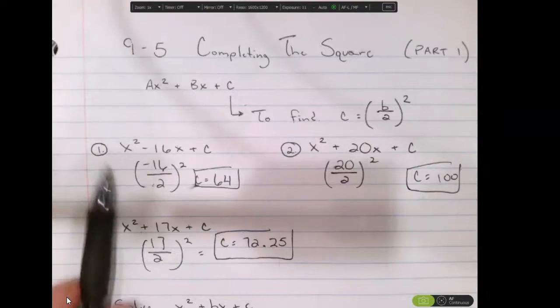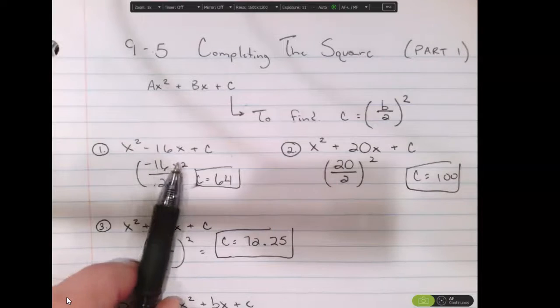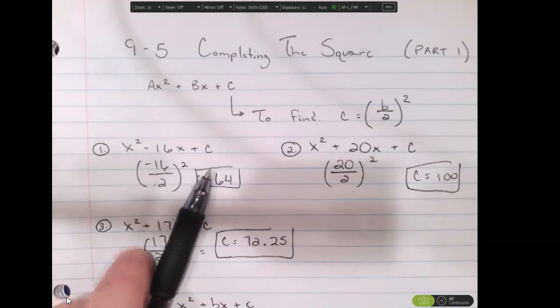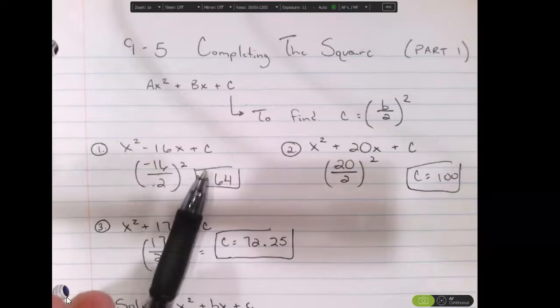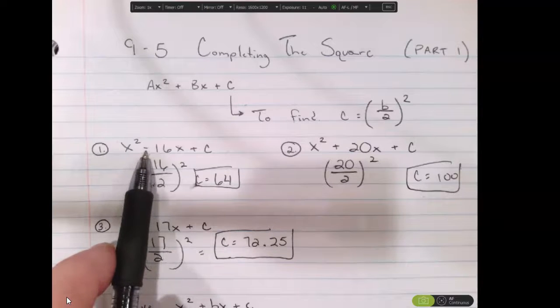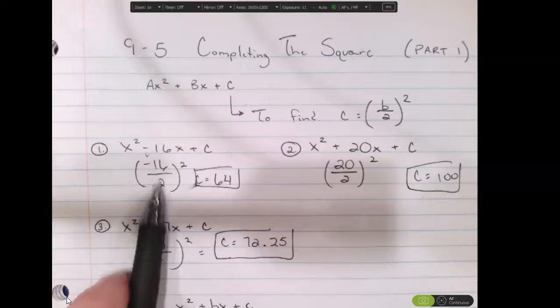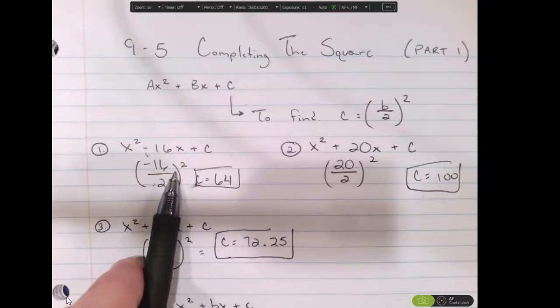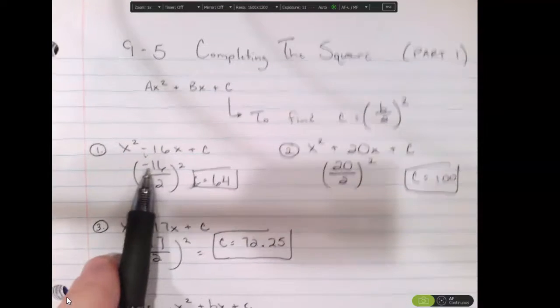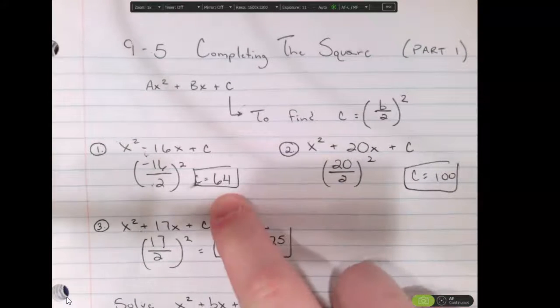So, number 1, I have the equation x squared minus 16x plus c. Again, I'm trying to find c. So I want to take b, and that includes the negative 16, because that's my sign for the 16. So I'm taking negative 16 divided by 2, and I'm squaring it. Negative 16 divided by 2 is negative 8. You square 8, 64.